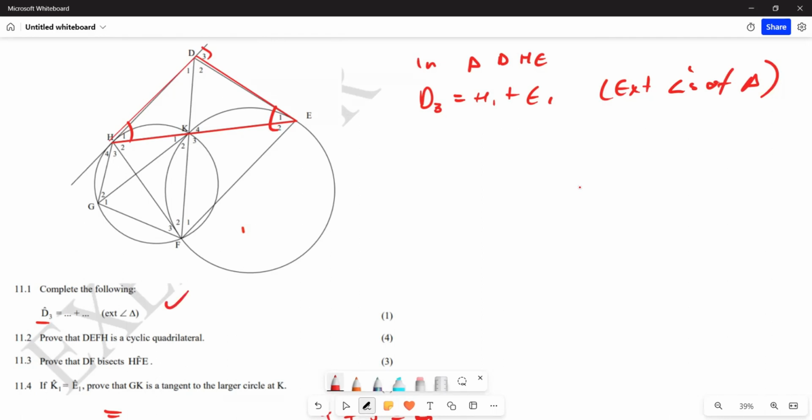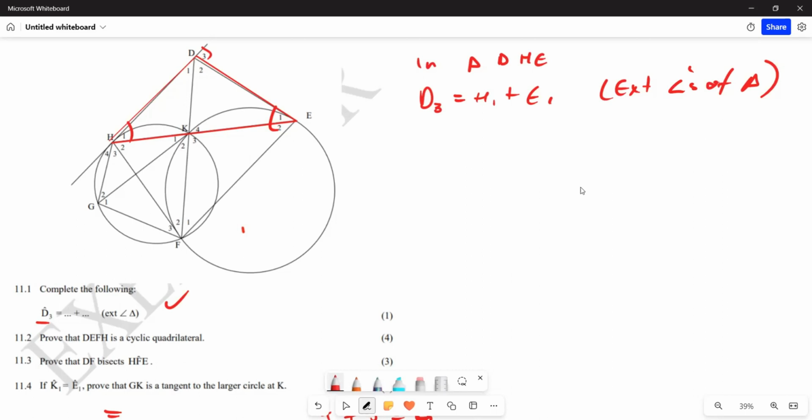Now, 11.2, they say prove that DEFH is a cyclic quadrilateral. All right, so how do I prove that this is a cyclic quadrilateral? For me to prove a cyclic quadrilateral, I need to at least prove that the opposite angles are supplementary, or I need to prove that the exterior angle of the cyclic quad is equal to the interior opposite angle. So these are two theorems that I need to use every time I have to deal with a cyclic quadrilateral.